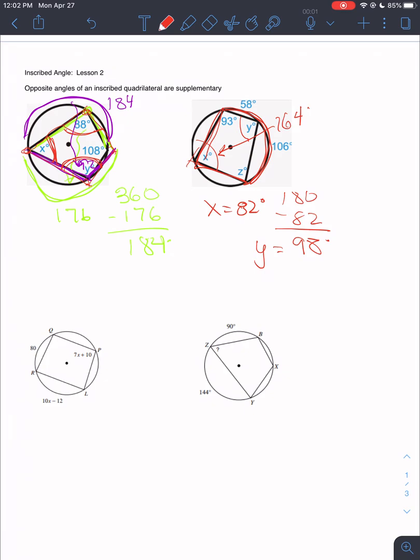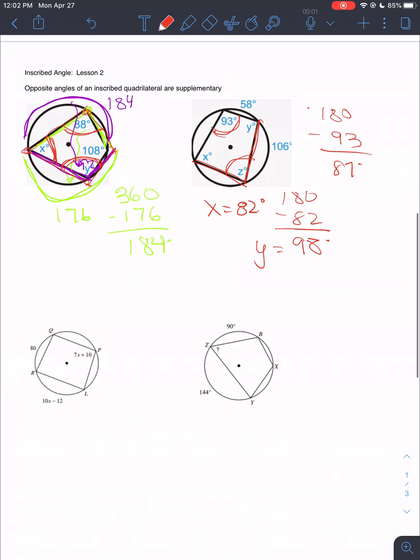The other way is, let me clear up some work here. The other way, we could easily just say that we know opposite angles are supplementary. So we're going to take 180 minus the 93. So 180 minus 93, it looks like z is going to be 87 degrees.